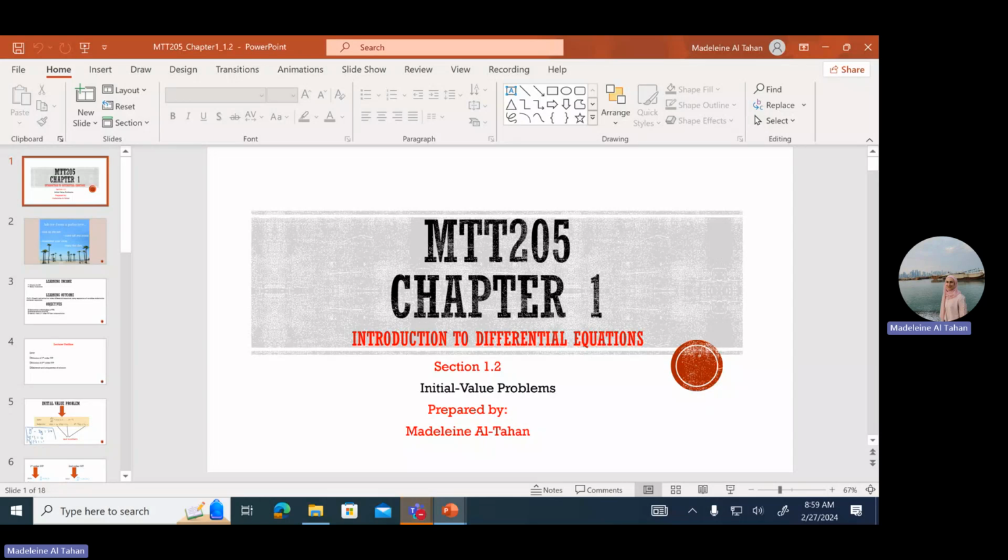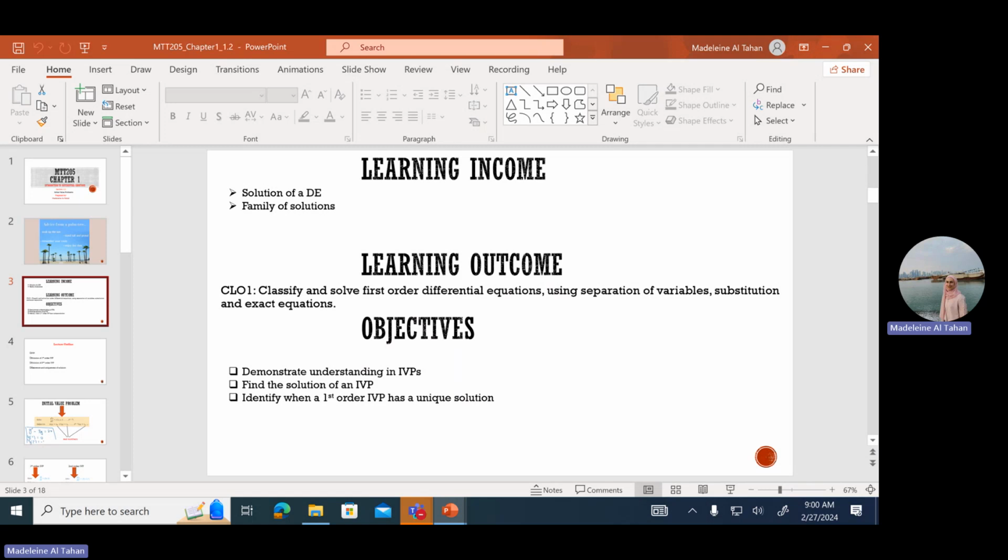Last lecture, we started with chapter 1, and we discussed what's meant by differential equation, the two types, ordinary and partial differential equations. Then we said that we are concerned about ordinary differential equations. And how did we classify ordinary differential equations? We talked about linearity and order. How do we determine the order? The highest derivative. So if the highest derivative is y prime, we will say that it is first order.